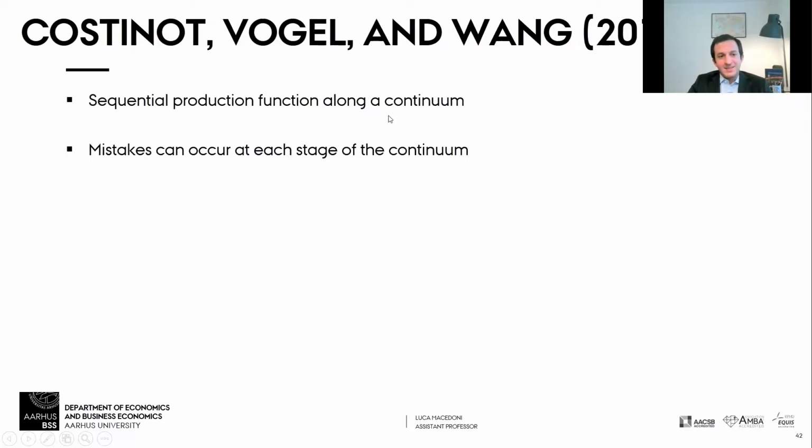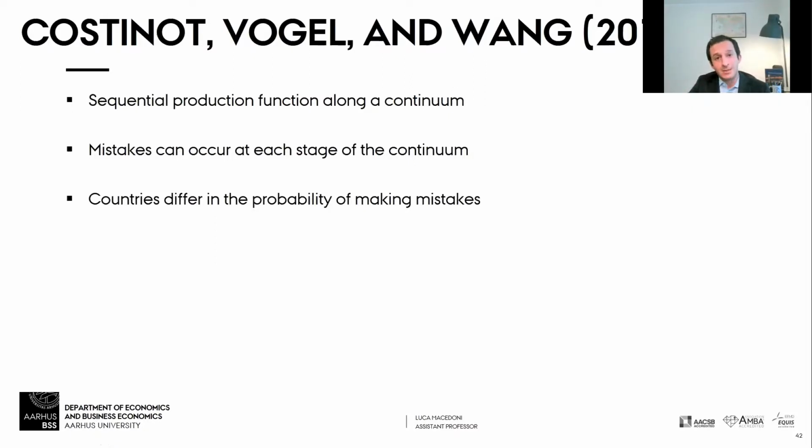Now, various mistakes can happen during this production, right? And in particular, they occur at each task, at each stage on the continuum. Countries differ in the probability of making mistakes. You can tie this to the abundance of high-skilled workers, right? We can link this particular model back to the previous two. I think richer countries have more high-skilled workers, and therefore they have a low probability of making mistakes, versus countries which are more abundant in low-skilled labor.